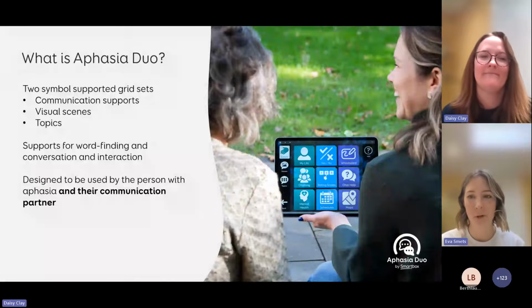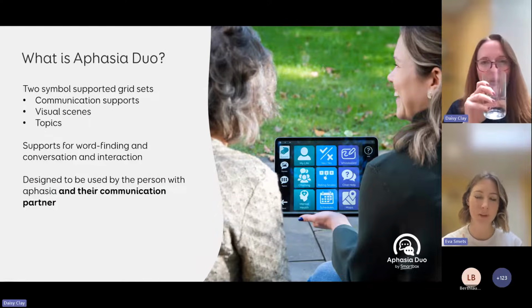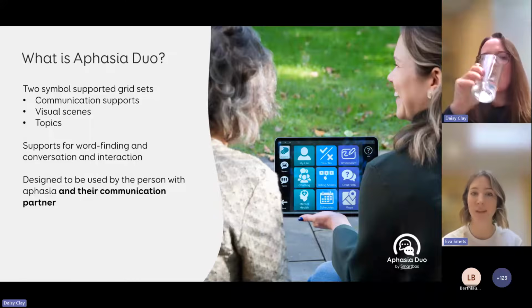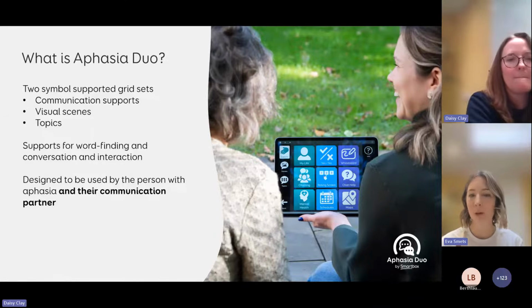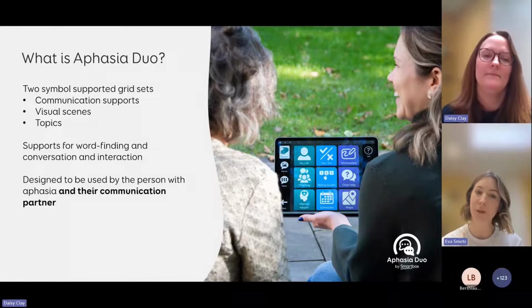So Aphasia Duo, as we've mentioned, we have two symbol supported grid sets. So we have two sizes of grids. We have Duo 9 and Duo 16. And there are three main areas that are present in both the vocabularies. So we have supports for communication, visual scenes, and topics. And we'll show you around those areas in a bit more detail in the demonstration shortly.